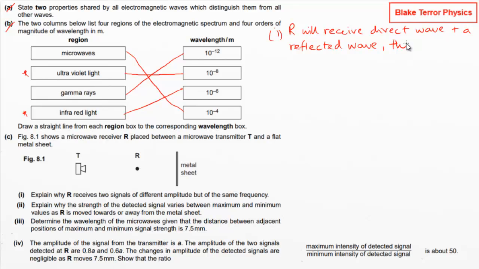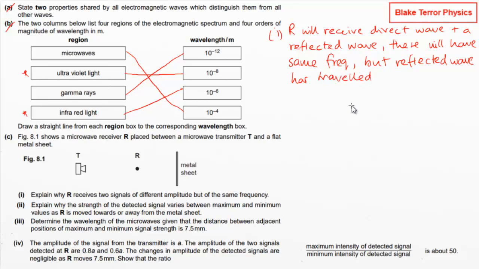Then we can say these will have the same frequency, but they're going to have different amplitudes because the reflected wave has traveled further, so we'll have a lower amplitude. So there we go. It's a different start to what they normally have on these.